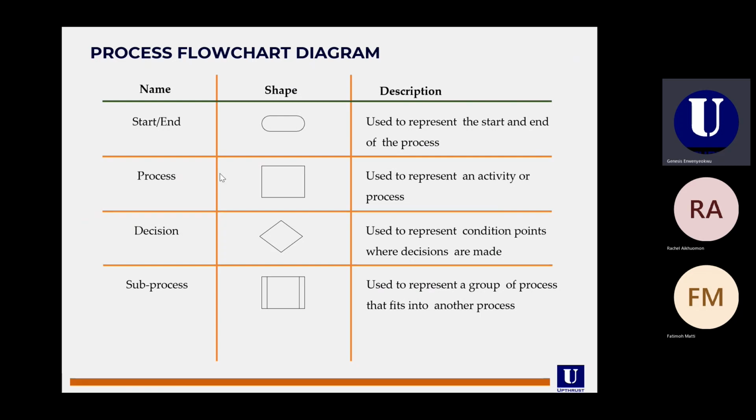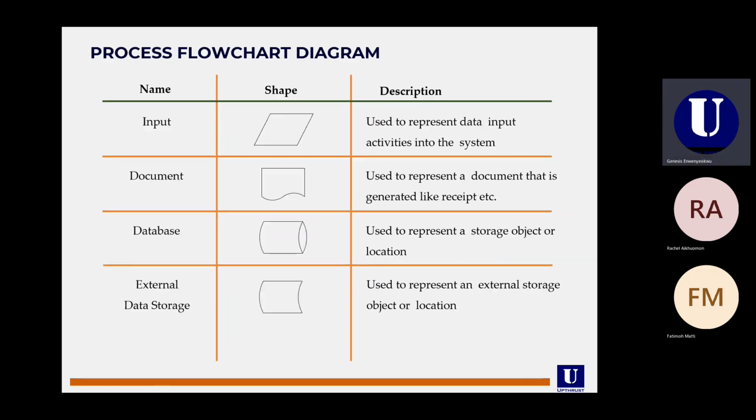We have the process shape, which is basically a rectangle, used to represent an activity or a process. We have the decision shape, which is used to represent gateways or decision points at every point in time. Then we have the sub-process, which is used to represent a group of processes that fit into another process. Then we have the input-output shape, which is basically this parallelogram, to represent when we are inputting.